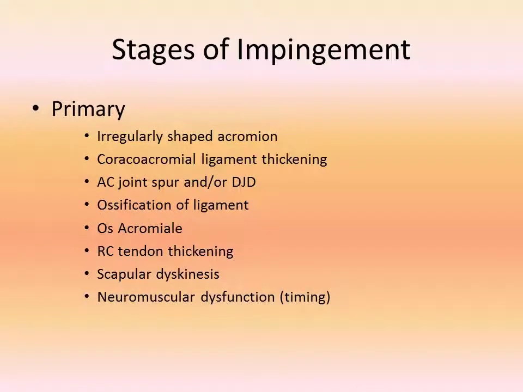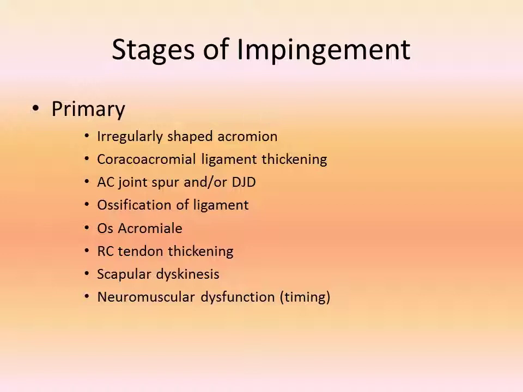Primary impingement is going to be due to abnormal excursion of the supraspinatus tendon under the subacromion arch. There are several things that can contribute to this problem. The person may have an irregularly shaped acromion. They may have coracoacromial ligament thickening. There may be an AC joint spur and or degenerative joint disease. There could be ossification of the ligament. They could have an os acromiale, which is hypermobility with an anterior projection or a spur.